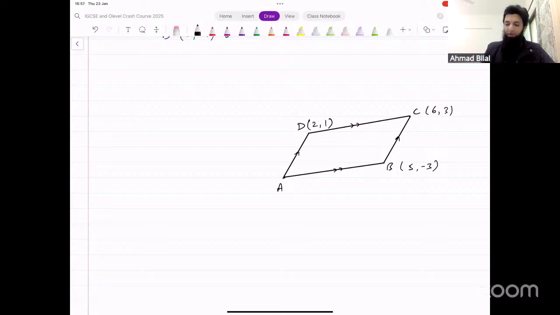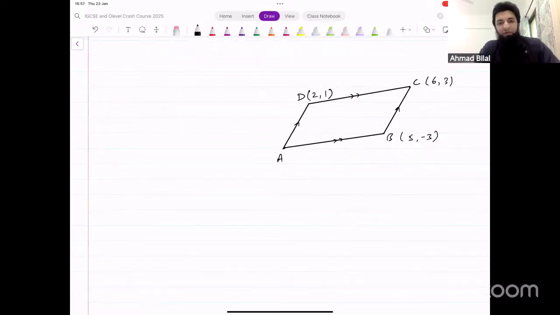Okay. So we have the parallelogram in which we know 3 vertices. We know the coordinates of B, C, and D. And what we need to do is find the coordinates of the point A. Now, how can we do that? How can we find the coordinates of the point A? Again, we can use vector method.